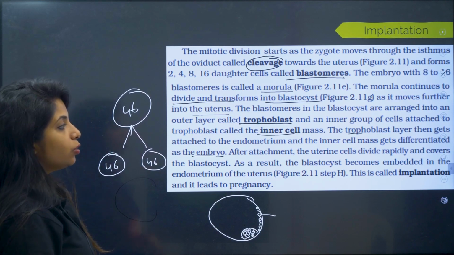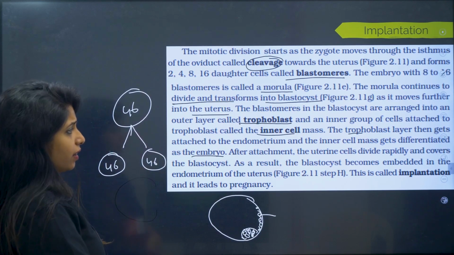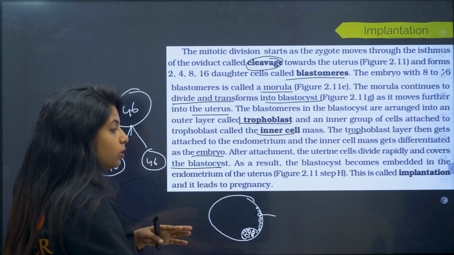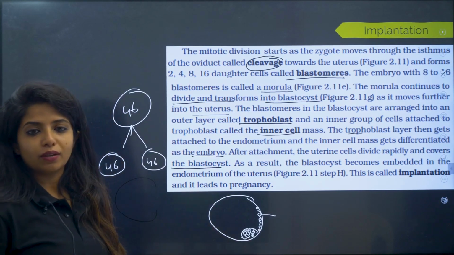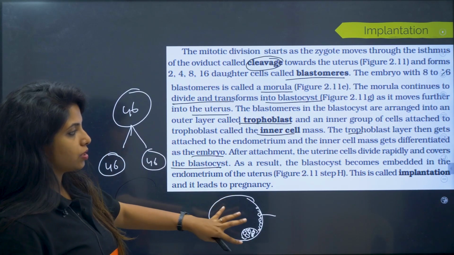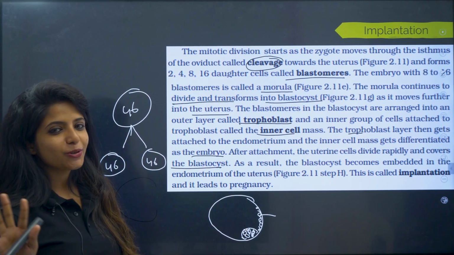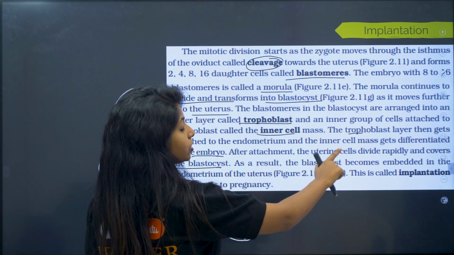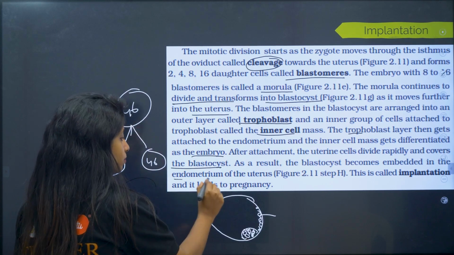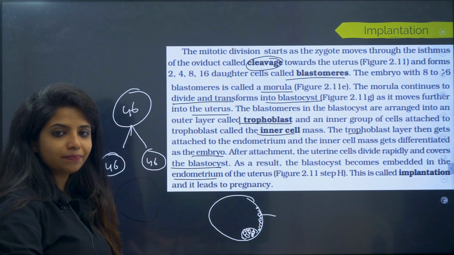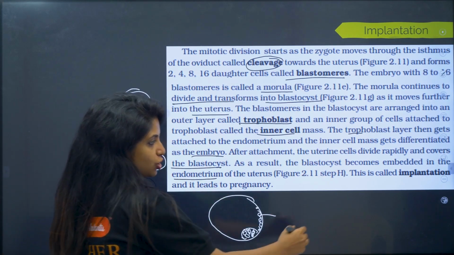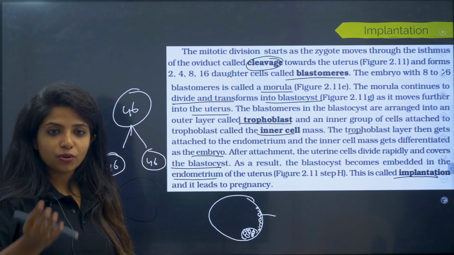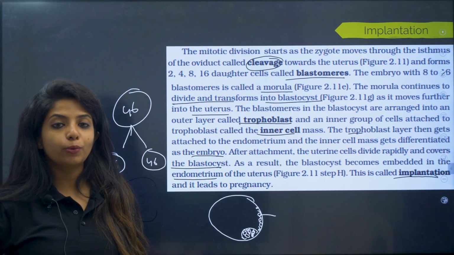After attachment, the uterine cells divide rapidly and cover the blastocyst. So basically the layer of the endometrium slowly covers the whole thing that you see over here, the blastocyst. I know that you're not able to understand a lot of things, but I'll try to explain. As a result, the blastocyst becomes embedded in the endometrium. Now it's totally inside the endometrium, and this is known as implantation. This is known as implantation, and it leads to pregnancy. Now if it sustains, obviously it will lead to pregnancy.